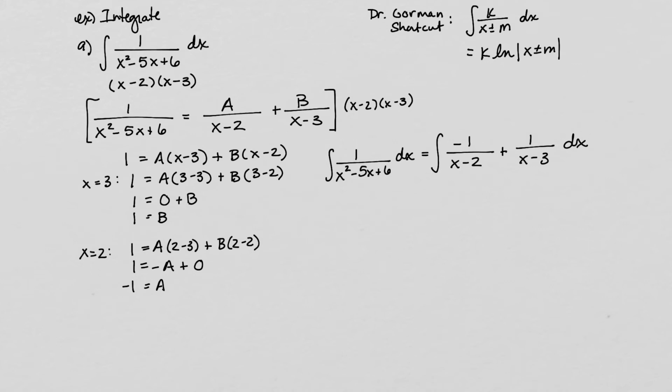So in this case, we happen to just have that. I just have an x to a single power in the denominator. So this first fraction is going to end up being minus the natural log of the absolute value of x minus 2, plus the natural log of the absolute value of x minus 3, plus C.